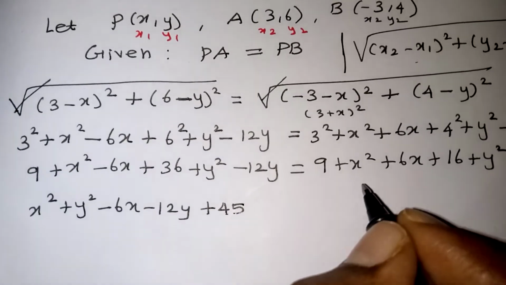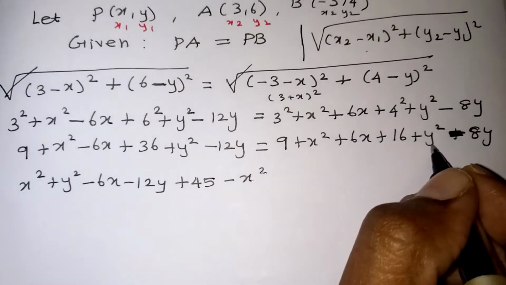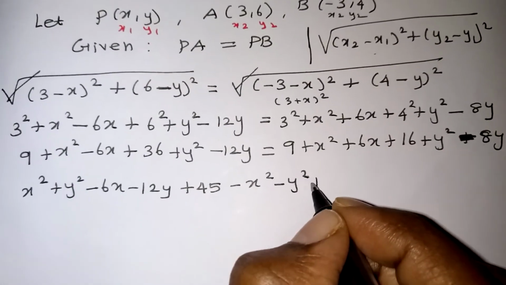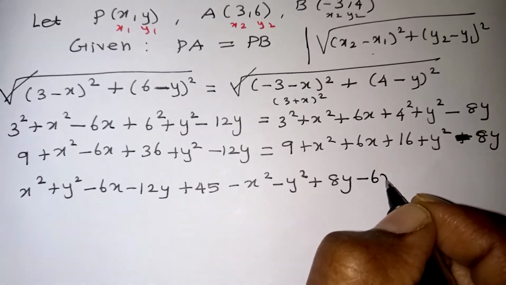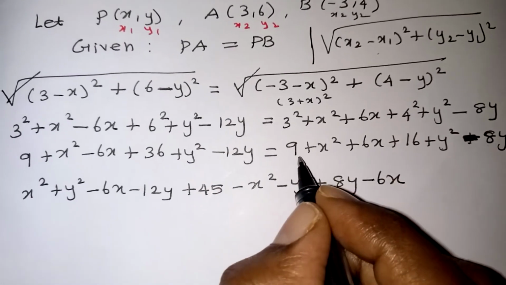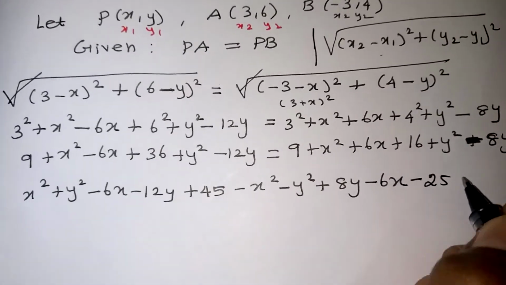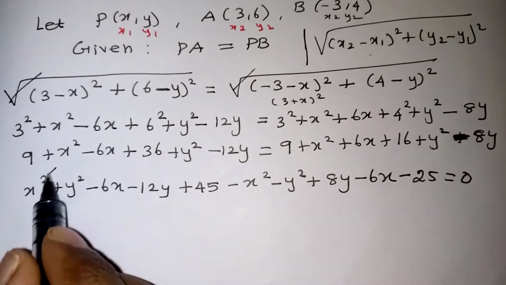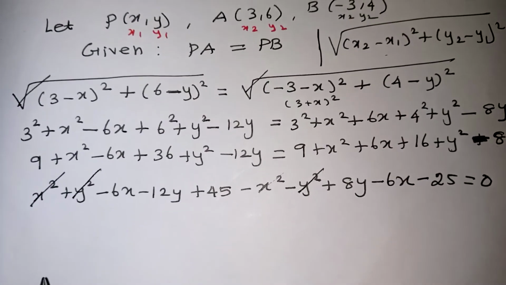This side we have plus x squared, when you bring it to that side minus x squared, plus y squared if you bring it to that side minus y squared, minus 8y when you bring it to this side plus 8y, plus 6x will become minus 6x. 16 plus 9 is 25. 25 we bring to that side minus 25, which is equal to 0. Now we have to do the cancellation. Plus x squared minus x squared cancelled, plus y squared minus y squared also cancelled.